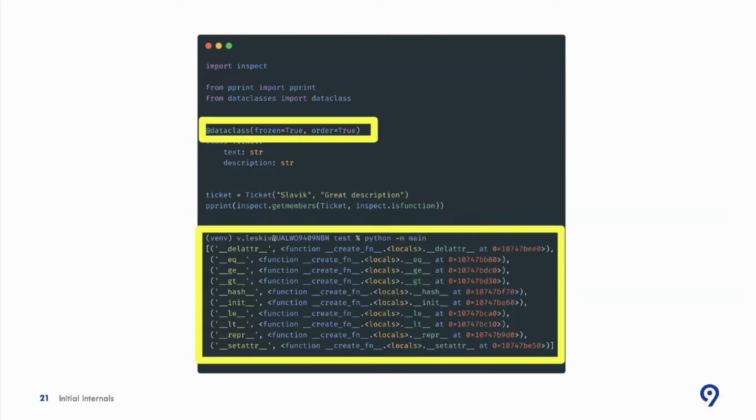So for example, if for my data class I add frozen=True and order=True, I get a bunch of new methods that implement these features. For example, hashing, greater than, less than, equal. And I don't need to write any of this out. I just need to add some variables, and it works great.